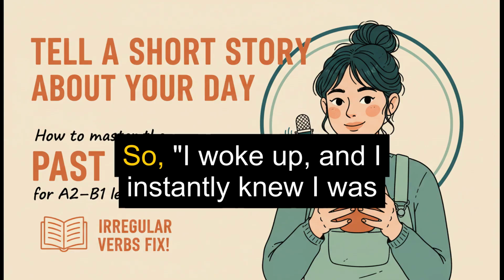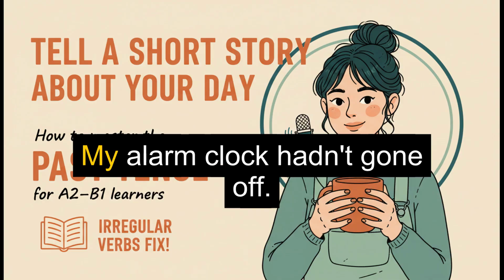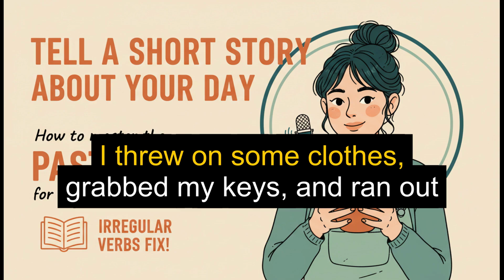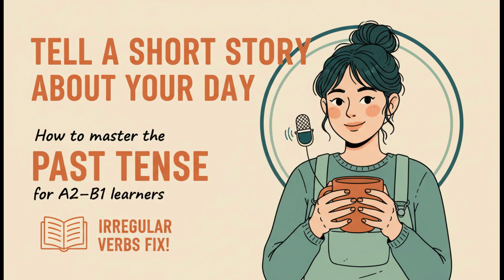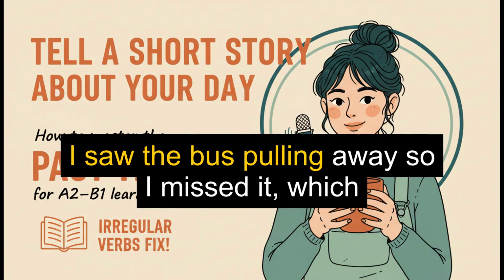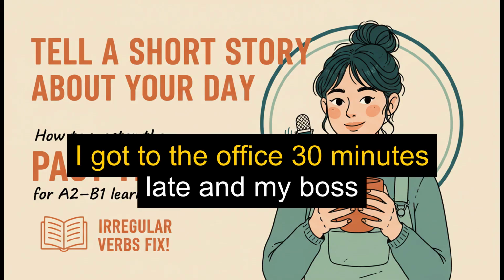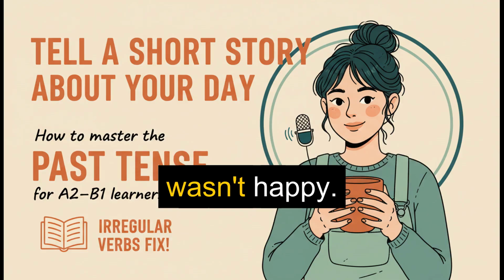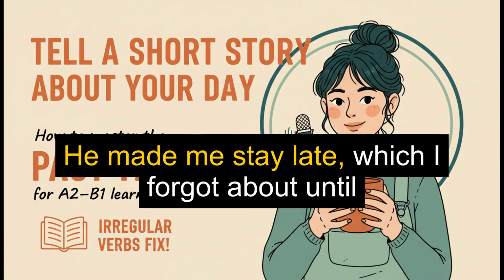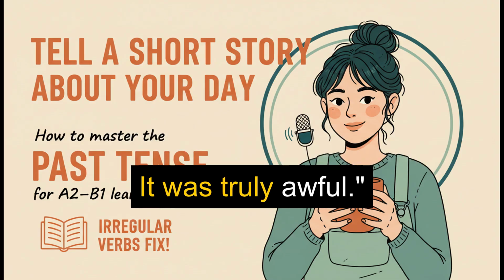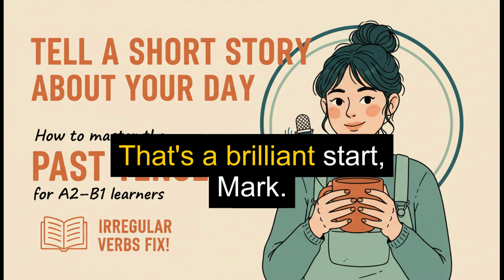So, I woke up and I instantly knew I was late. My alarm clock hadn't gone off. I threw on some clothes, grabbed my keys, and ran out the door. I saw the bus pulling away, so I missed it, which meant I had to walk. I got to the office 30 minutes late, and my boss wasn't happy. He made me stay late, which I forgot about until later. It was truly awful.